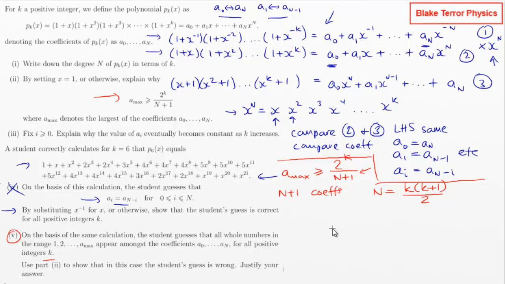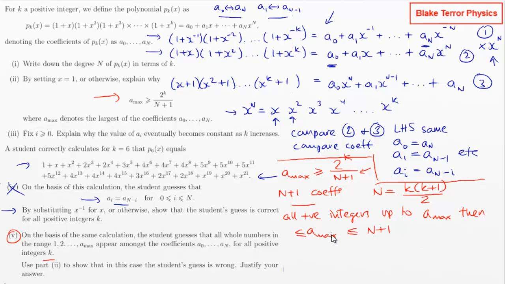That seems more likely because we're talking about all positive integers k. So it seems as though then, if we've got all positive integers up to a max, what's the highest? Well, the most we can get up to is n plus 1. If we've got all positive integers up to a max, then a max must be less than or equal to n plus 1, as that's the total number of coefficients that we've got. And 2 to the k over n plus 1 is less than a max. So we've got that on the other side.